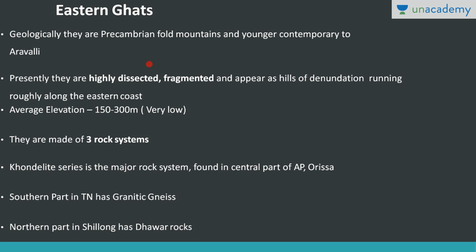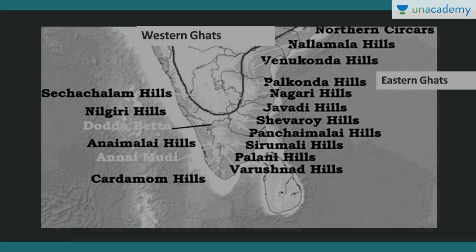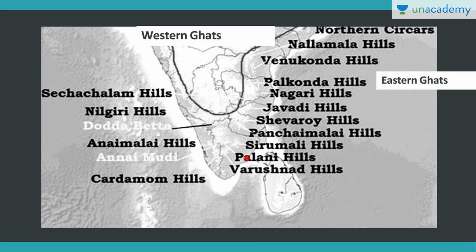So if we see presently, these hills, the Eastern Ghats, they are highly dissected, they are highly fragmented, right? And they are highly denuded or eroded. And it runs roughly along the eastern coast. So you can see here how dissected they are. These are the ranges in the Eastern Ghats: Chevroy Hills, Javadi Hills, Palkonda, Velikonda, Nallamalai, Northern Circars.